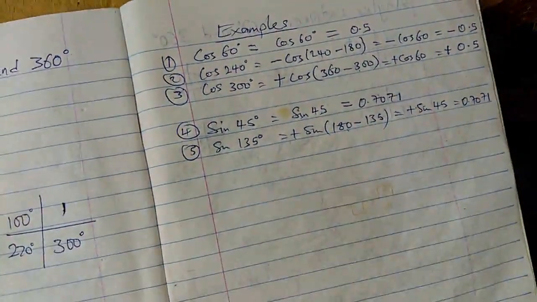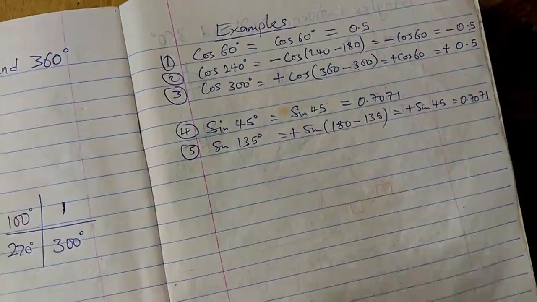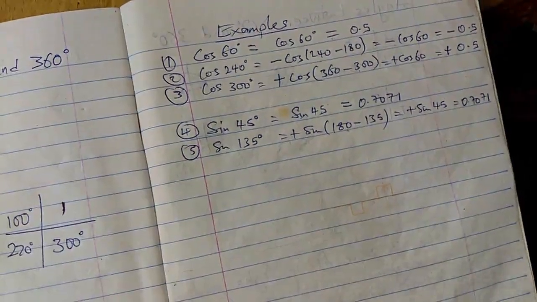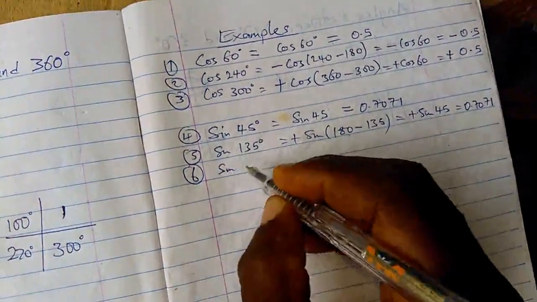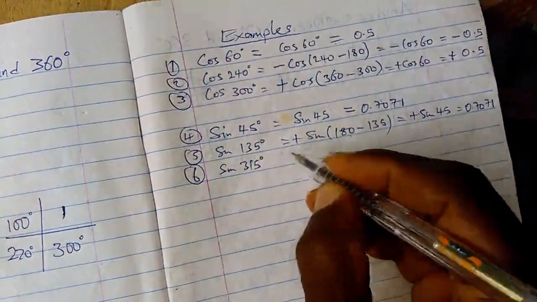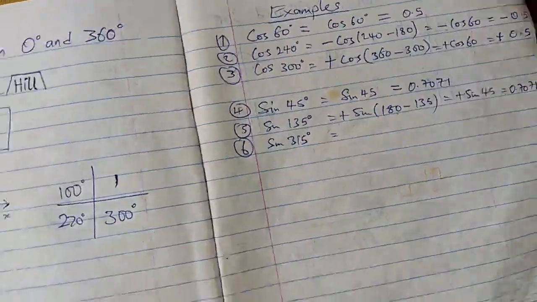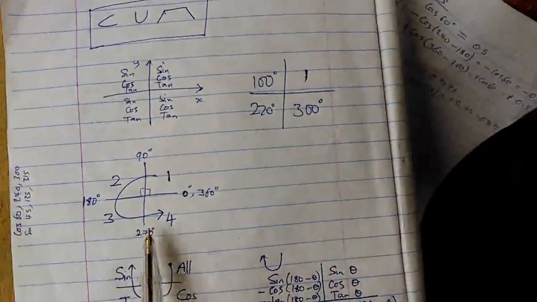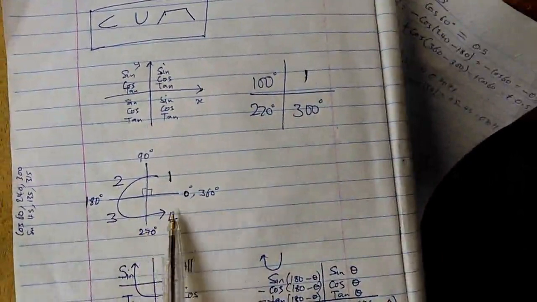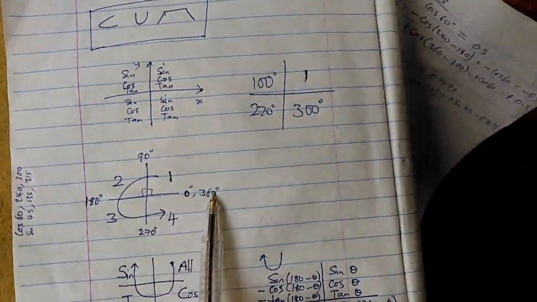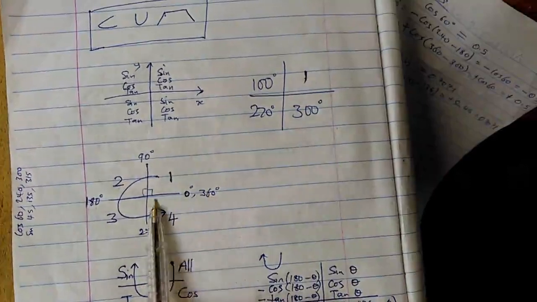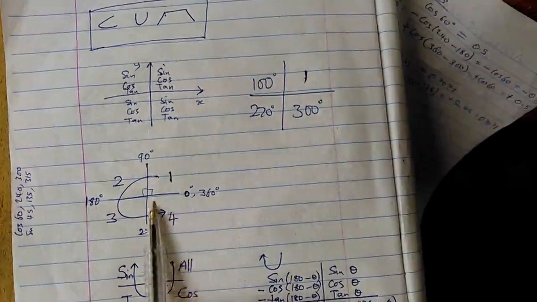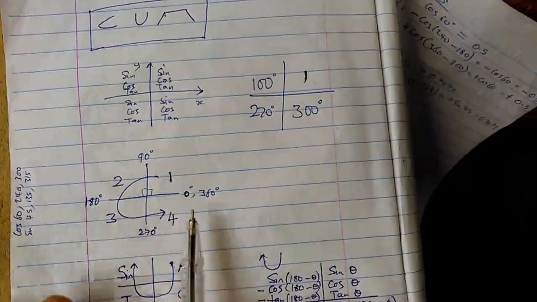That's that. Let's see another one finally. We can go on and on. We can go to tangent; we follow the same steps. But let's have a last one: sine 315 degrees. Where is 315 found? It is more than 270 and less than 360, so it's found in the fourth quadrant.